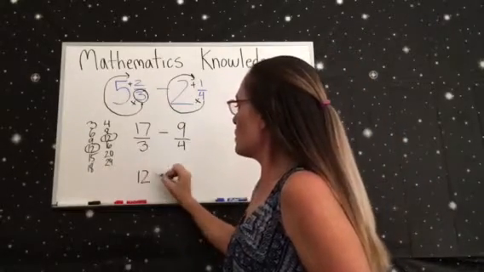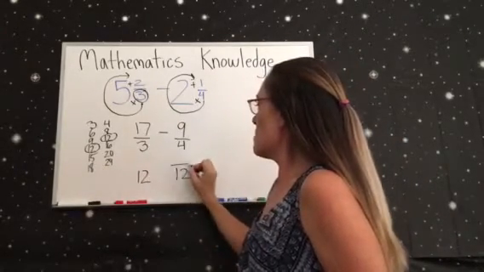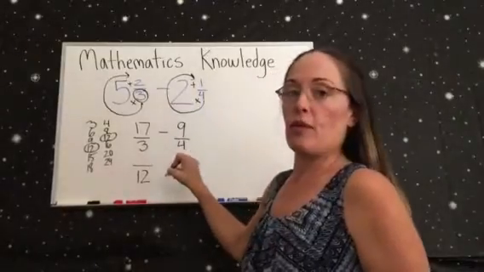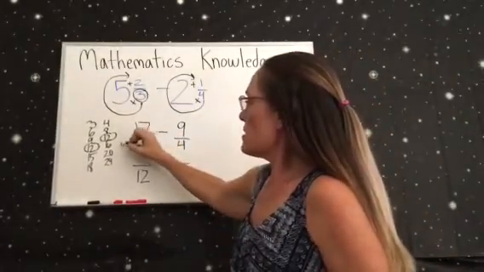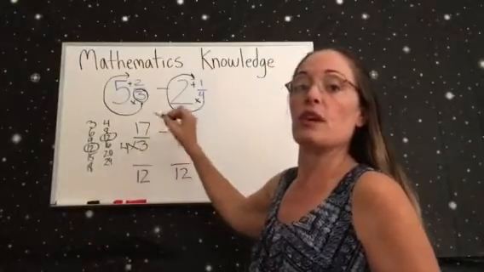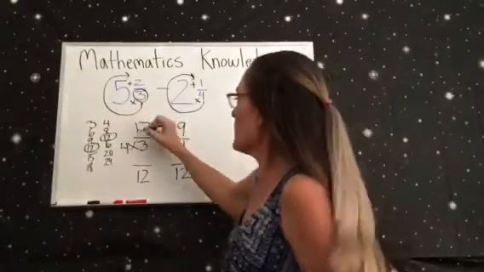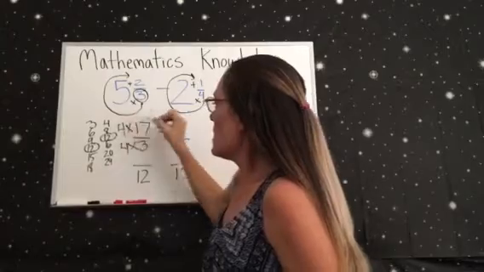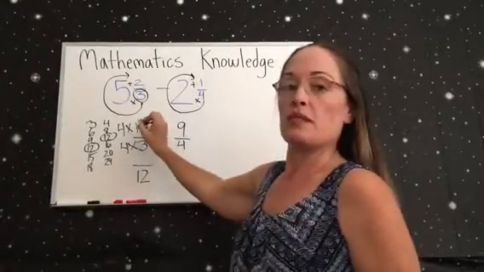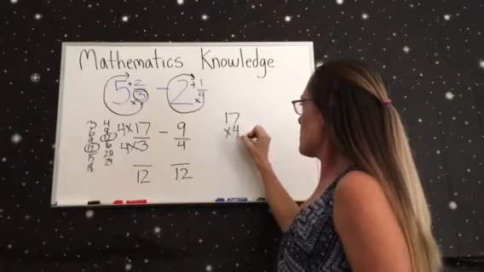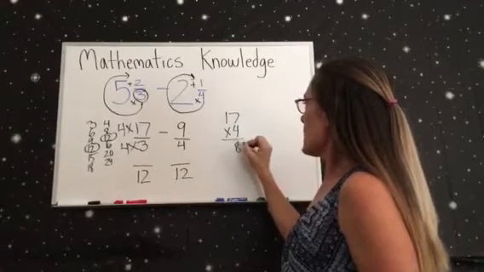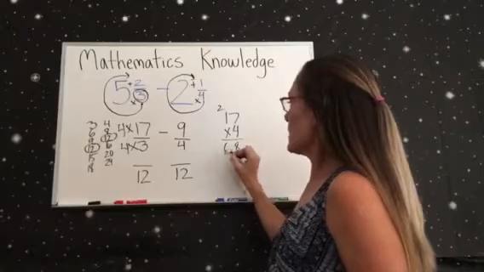So now we're going to put 12 on the bottom of both fractions, and on the first one, 3 times 4 is 12, so whatever you do to the bottom, you do to the top. So now you have on the top 17 times 4. You got 28, so you got 68.